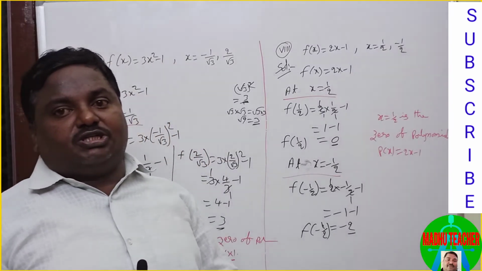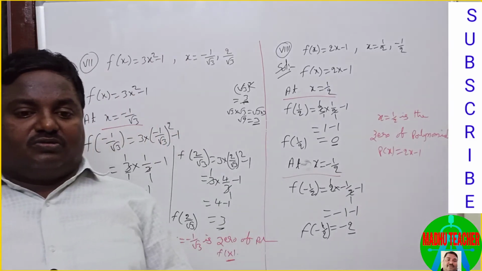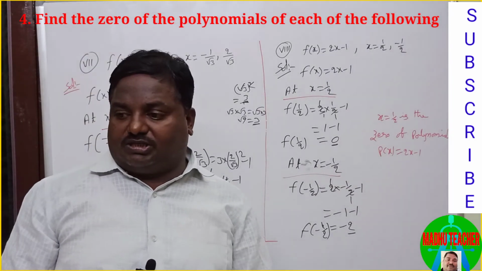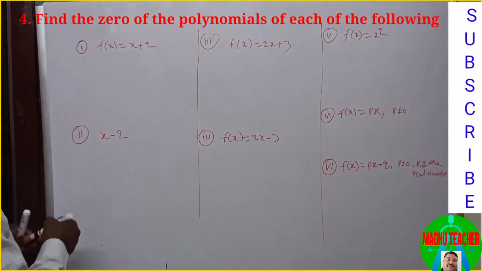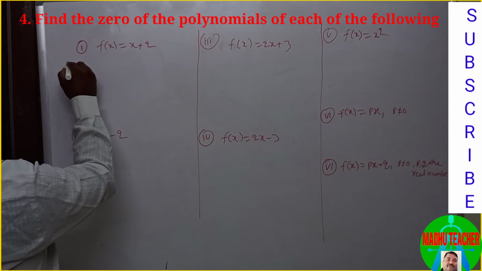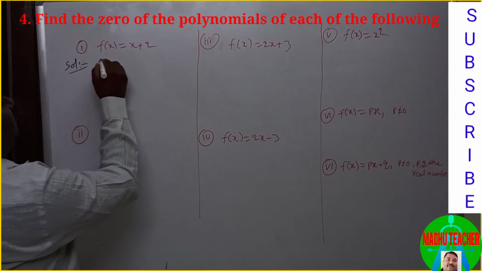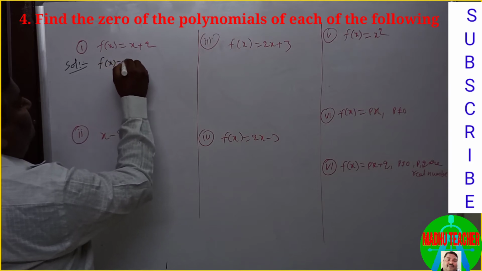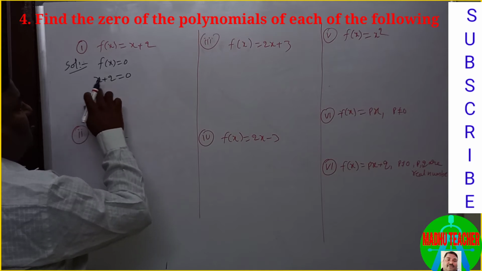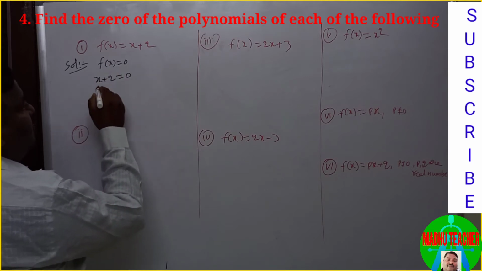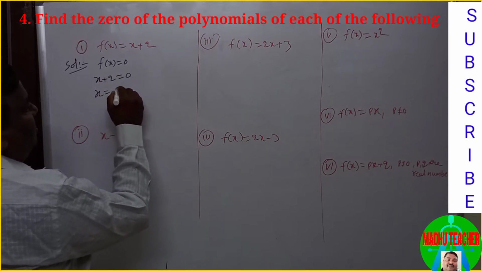We omitted some problems that you have to do yourself. It makes perfect for you. Next, fourth one is, find the 0 of the polynomials of each of the following. In that, first one is f of x equal to x plus 2. First of all, you have to take the polynomial equal to 0. Therefore x plus 2 equals 0. By solving this equation, you can get the 0 of the polynomial. x equals, transferring to the right side, minus 2.